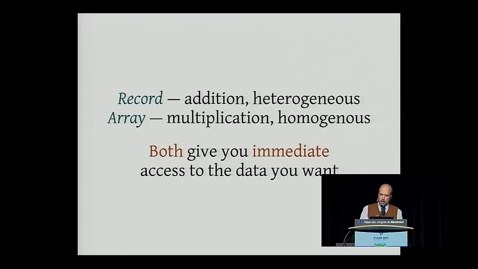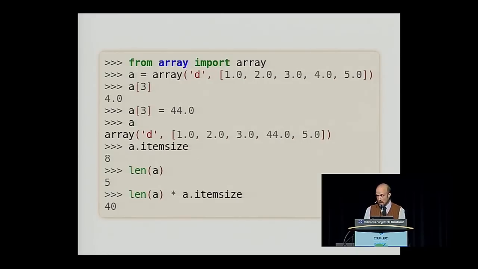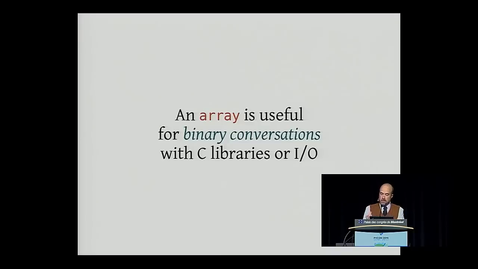And so these are sort of complementary approaches. In a record, you add the offsets that you've memorized to your fields to get heterogeneous data where everything means something different. In an array, you use a multiplication to get to homogeneous information. Each element is the same length. Both, by building on top of that memory chip's massively parallel architecture, give you immediate access to the data you want. There is an array module inside of Python that gives you a type similarly named array. And if you give it some information, it will pack it into memory as long as they're all of the same type. You can modify the elements and then pull them back out later. Very useful, again, for binary conversations with C libraries or I/O.